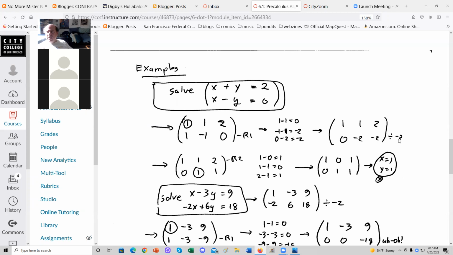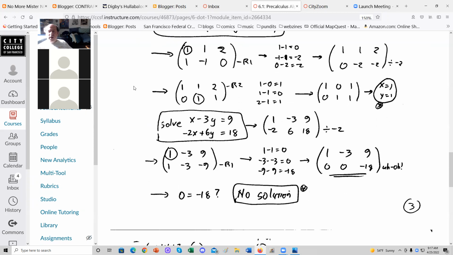This row will rescale by dividing by -2. Get 0, 1, 1. Good. The second row corresponds to the equation y equals 1, so we're getting close to a solution. I pivot on this one to eliminate this one here. We'll do that by subtracting row 2 from row 1. 1 minus 0 is 1, a 1 goes there. 1 minus 1 is 0, a 0 goes there. 2 minus 1 is 1, a 1 goes there. Here we have it, 1, 0, 1, 0, 1, 1, this translating back to a system, this is 1x equals 1, 1y equals 1, x equals 1, and y equals 1.